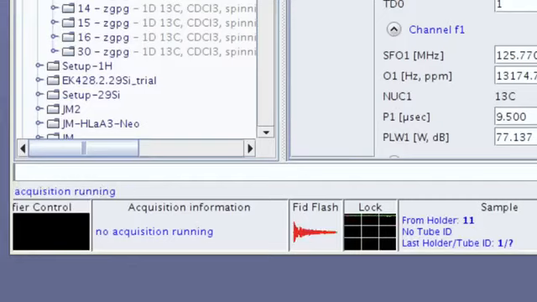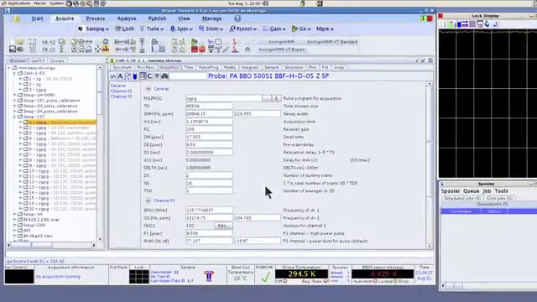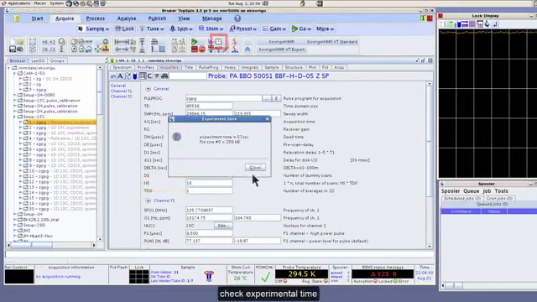45 Tuning and matching the probe, theory and practical steps. When to tune and match: every time the sample, solvent, or nucleus is changed. Different samples and solvents have different dielectric constants, which detune the probe. The process using TopSpin: 1.